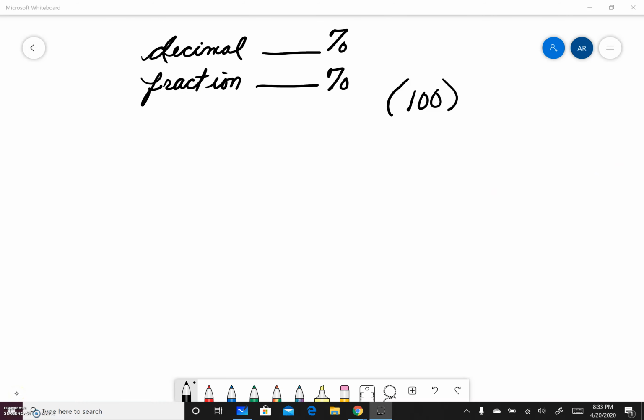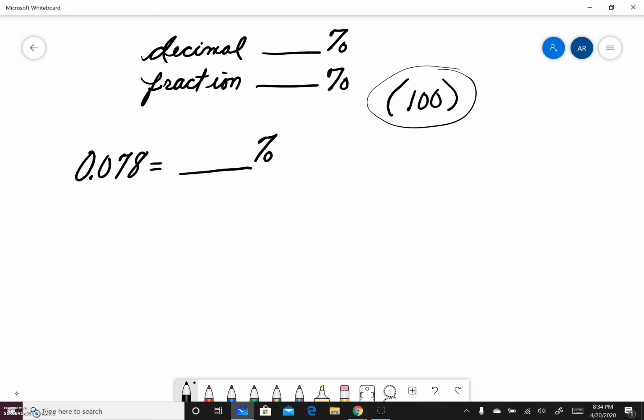Okay, you also have a couple problems where you have to take a decimal to a percentage or a fraction to a percentage. It doesn't matter what type of number you have. If you're taking it to a percentage, you want to multiply it by 100. So let's go ahead and work on a couple problems. So if I had something like 0.078, and I want to find that equivalent as a percentage, you just take that number, 0.078, and multiply it by 100. When you plug it into the calculator, you end up with 7.8, and that is your final answer, 7.8%.